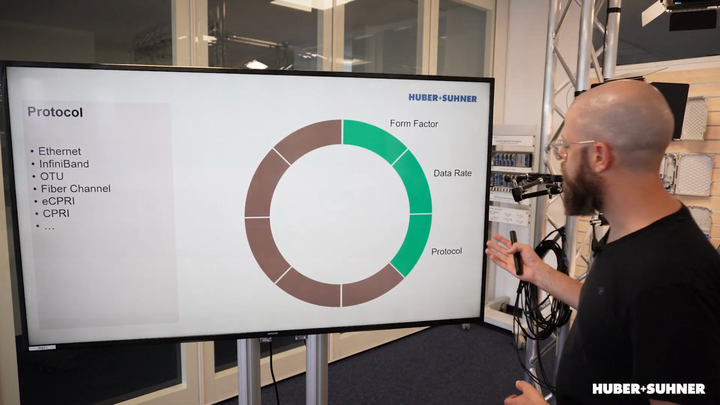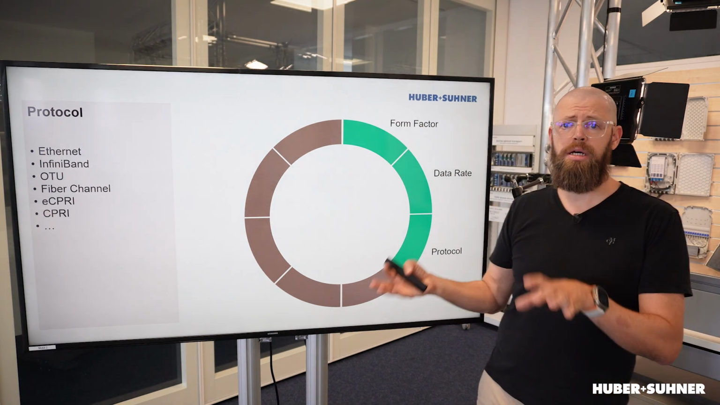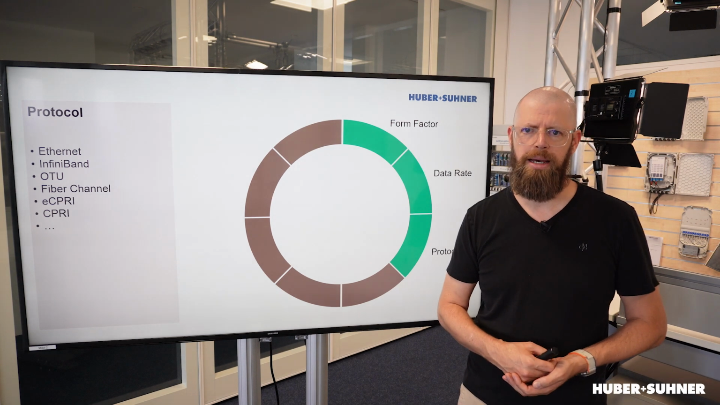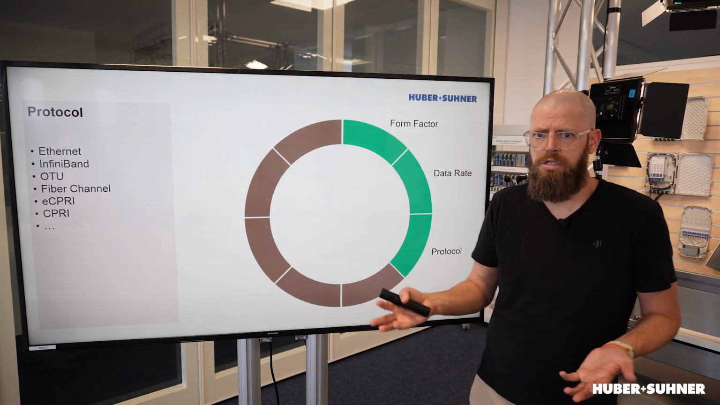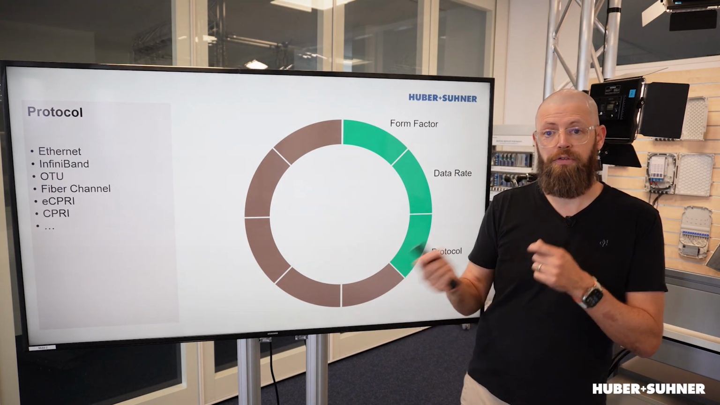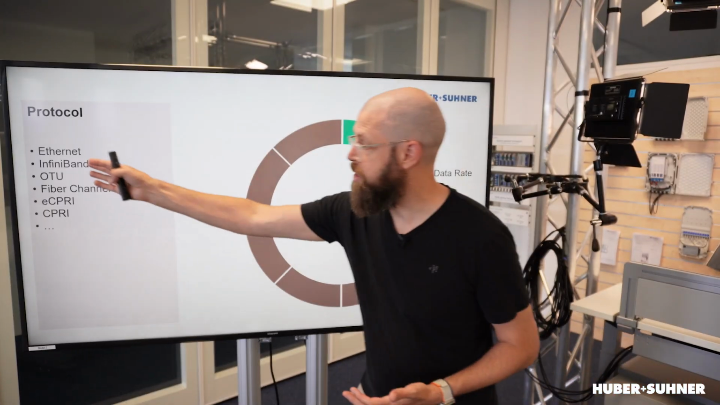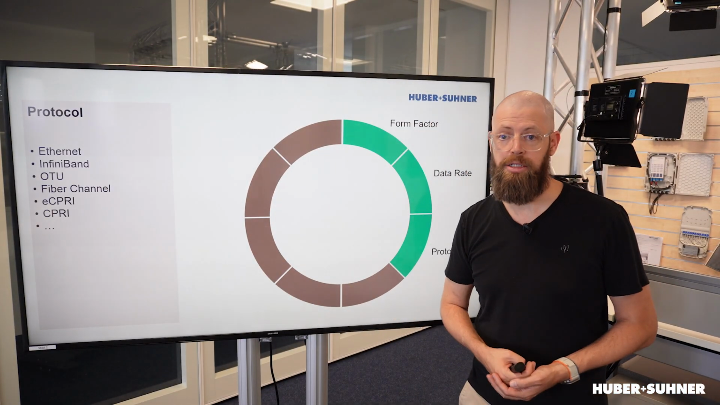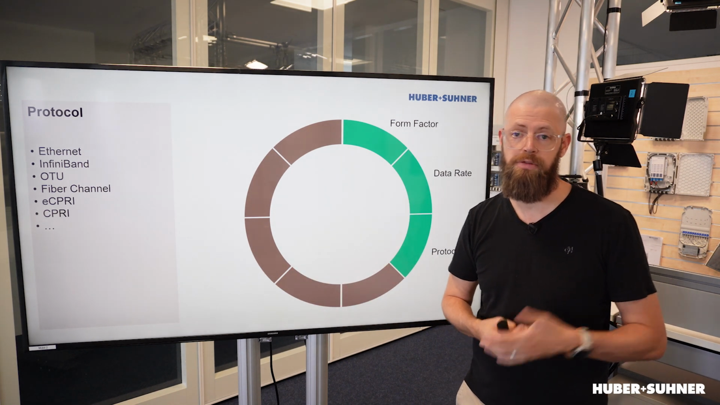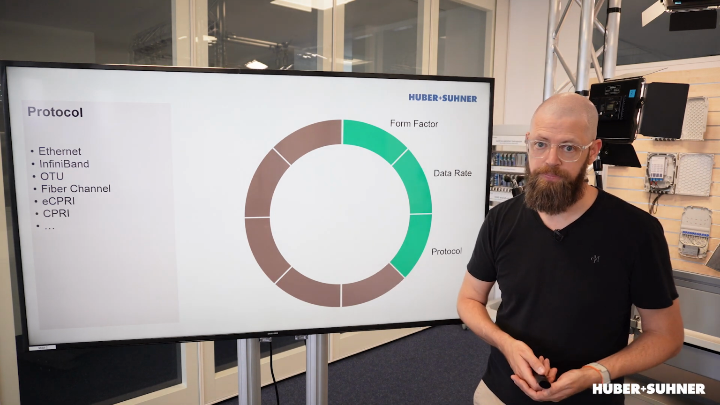After we've determined the data rate, we obviously need to talk about the protocol. Now, if we're talking about a straightforward data center, then obviously we're mainly talking about Ethernet. But I mean, it could also be that you need OTU or you need fiber channel. But if we're, for example, talking about an AI data center, we're obviously looking for InfiniBand transceivers. Or if we're maybe connecting outdoor radios for mobile phones, for example, then we're talking about CPRI or eCPRI.